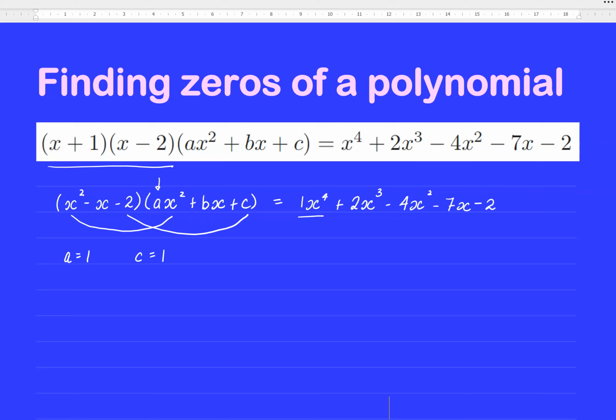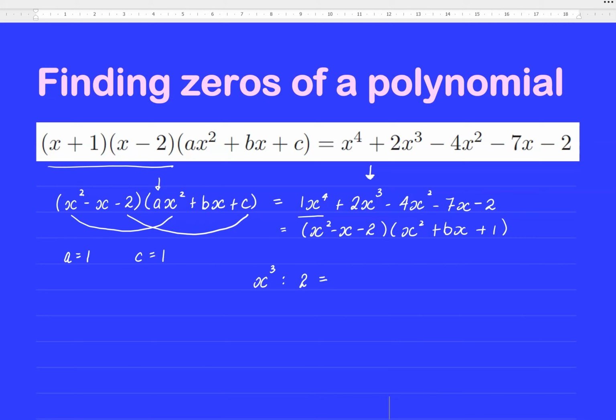All right, so what we have now is that this polynomial equals x squared, take x, take 2, times x squared plus bx plus 1. We still don't know what b is, but we do know that c is now 1. Now we do our equating coefficients. So I look to my next power. In this case, it's x cubed. And the coefficient of x cubed in the expanded form is 2.